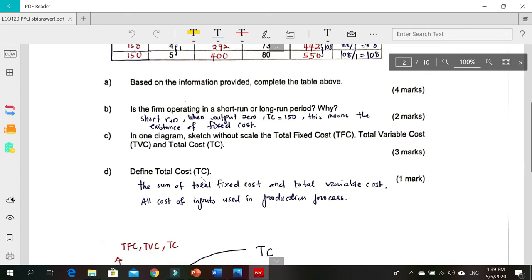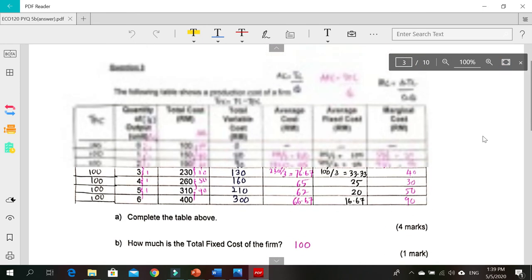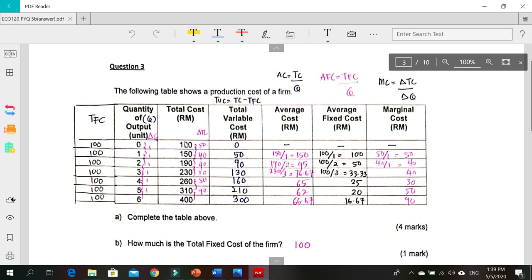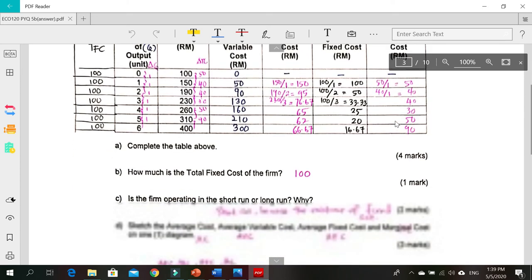define total cost. Total cost is the sum of total fixed cost and total variable cost. It is the cost of all inputs used in the production process. Okay, let's go for question 3. Alright, so here, give quantity which is output, okay, total cost, total variable cost, average fixed cost, marginal cost.